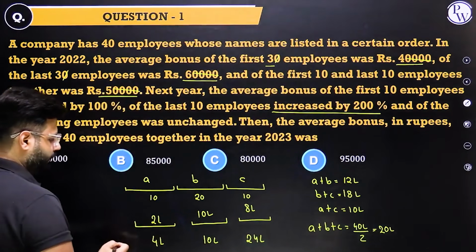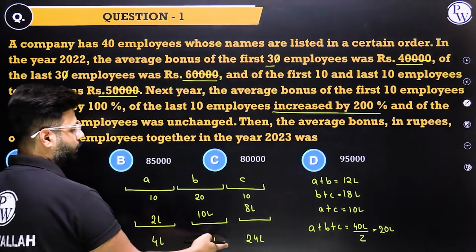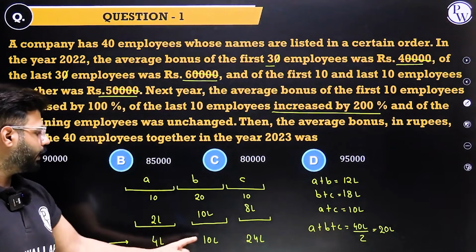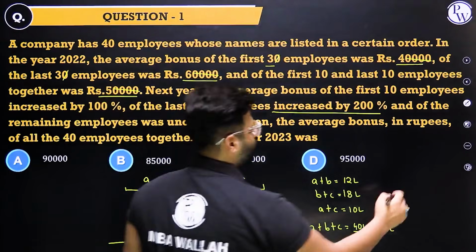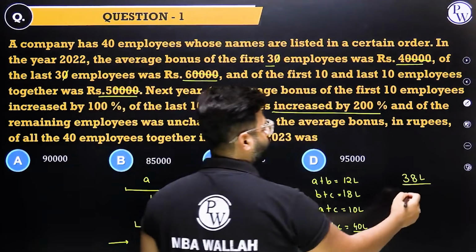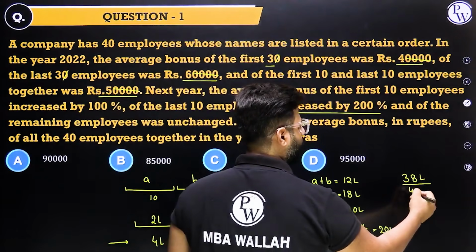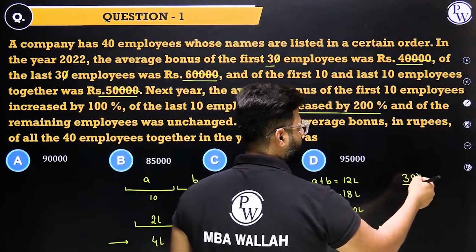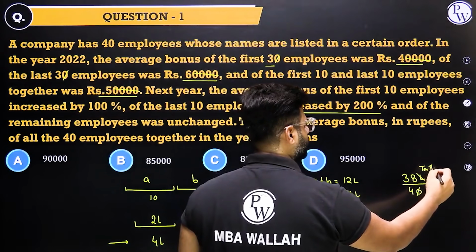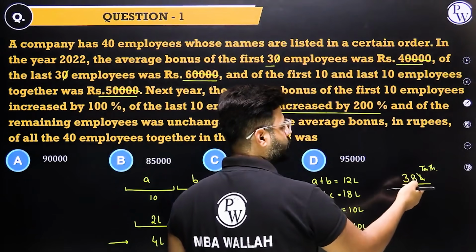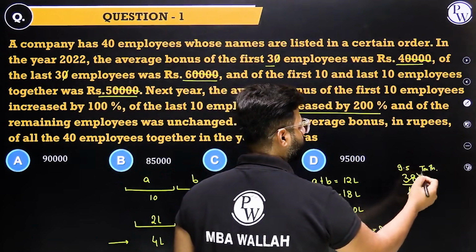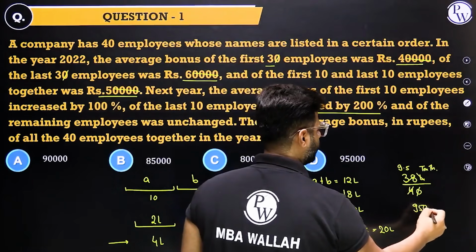That's the final game. First 10, middle 20, last 10. How much is the total? 24, 28, 38. So that means now the sum is 38 lakh. Total people 40. Leave the 0 because it will take the lakhs and convert it into 10,000s. Right? It was 1 lakh, 5 zeros, 1 zero taken away. 9.5. So 9.5 into 10,000, that is 95,000.